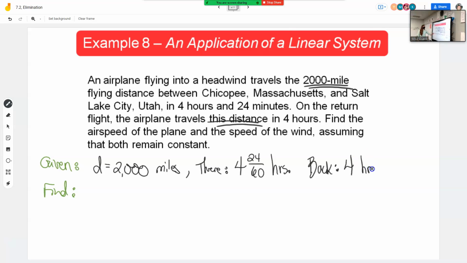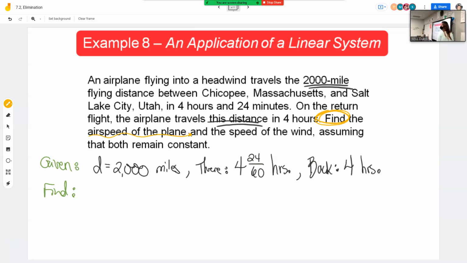Okay, 4 hours. So I have a distance there and back. Then I have how long it took there and how long it took back. What am I trying to find? The distance. Return. Find the airspeed. Oh, find the airspeed. Look, it's right there. Find what? Find the airspeed of the plane.